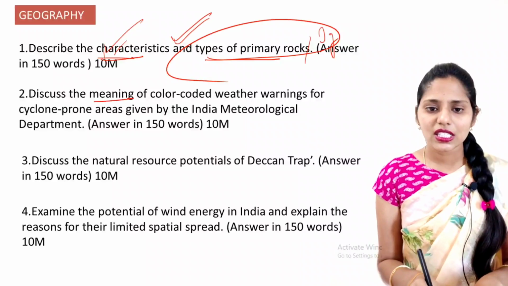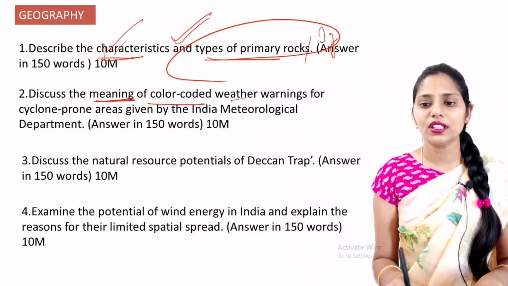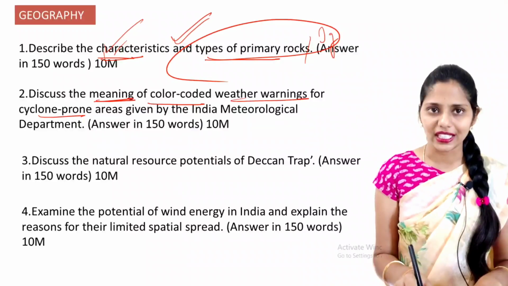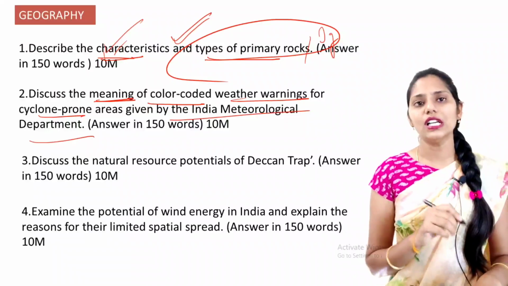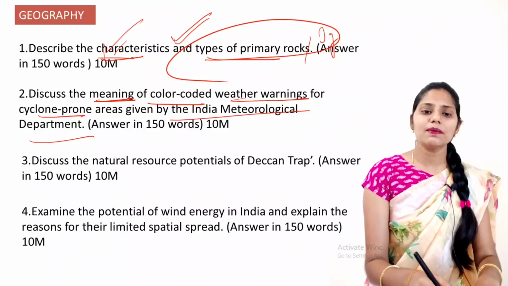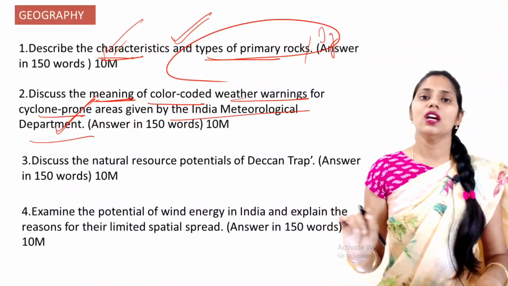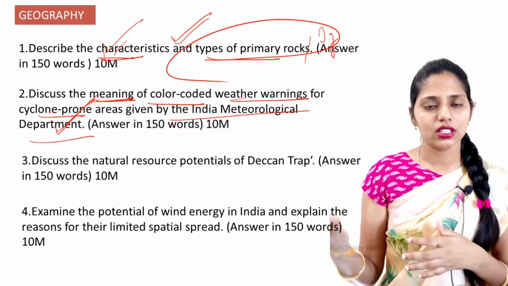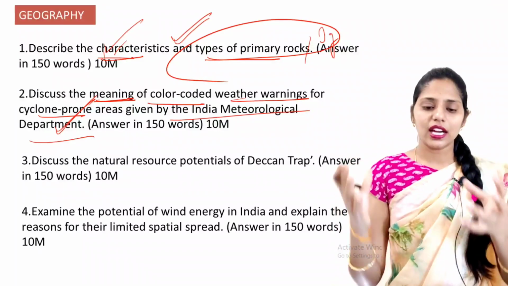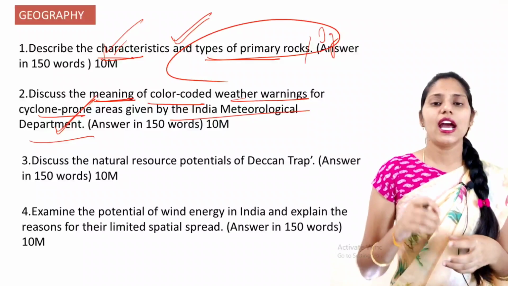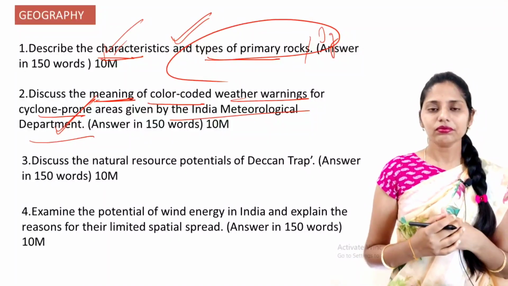And the next one is, discuss the meaning of color-coded weather warnings for cyclone-prone areas given by the meteorological department. One important function of the meteorological department is early warning. Whenever there are signs of cyclones, they will say which area will be affected most, and they will give alerts.